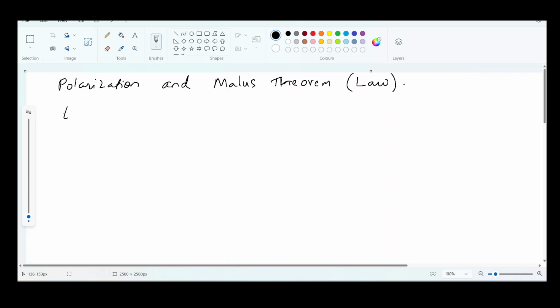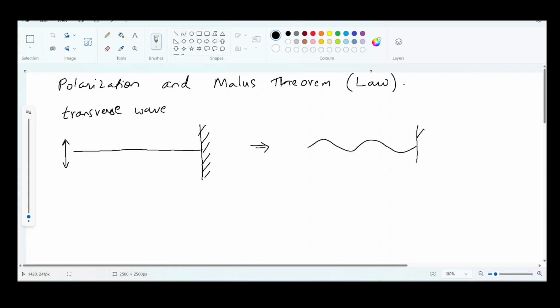We consider a transverse wave, and a transverse wave is a wave which vibrates in the direction perpendicular to the direction of propagation. For example, if you have a wall and a string attached to the wall, and the other end is free to move, and you vibrate or move the string in this direction, then what will happen? You will see a wave that is moving in this direction. It will reflect back and you will get a standing wave.